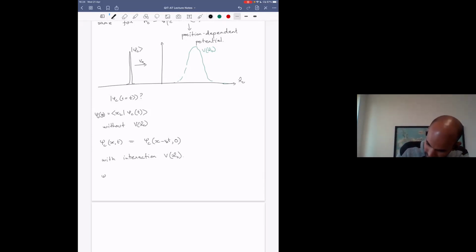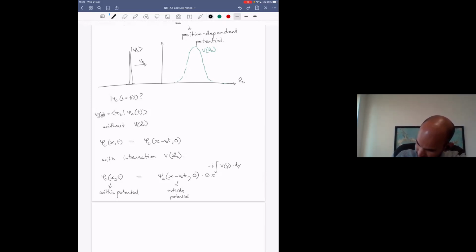So what we find then is that psi c of x comma t, where this is within the potential, is equal to psi c of x minus v naught t, assuming this is outside the potential, comma 0, times a phase, and this phase is just e to the minus i times the integral of V of y, let's call it y because it's being integrated, dy from x minus v naught t all the way to x.